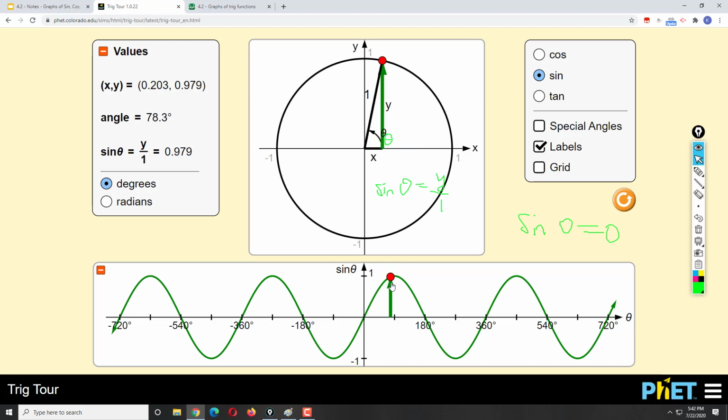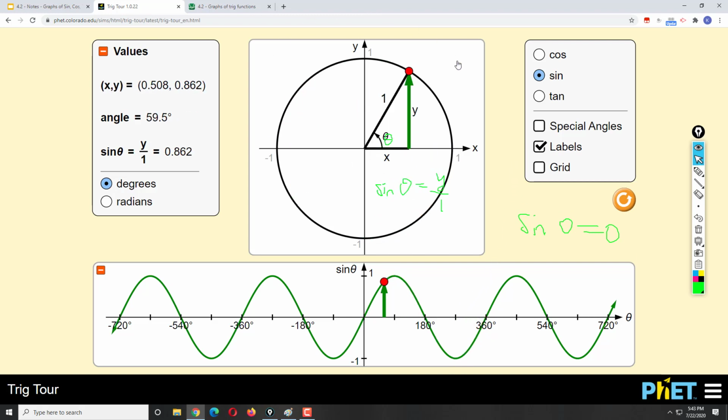When theta gets to 90 degrees, y is 1, so sine of 90 degrees is 1. Sine theta can never get bigger than 1. As we keep going on the unit circle, sine x gets smaller again. When theta equals 180 degrees, y equals 0, so sine of 180 degrees is 0. And then sine becomes negative, more and more negative. When we get to 270 degrees, sine is at its smallest. And then it gets bigger and bigger until it gets back to 0.